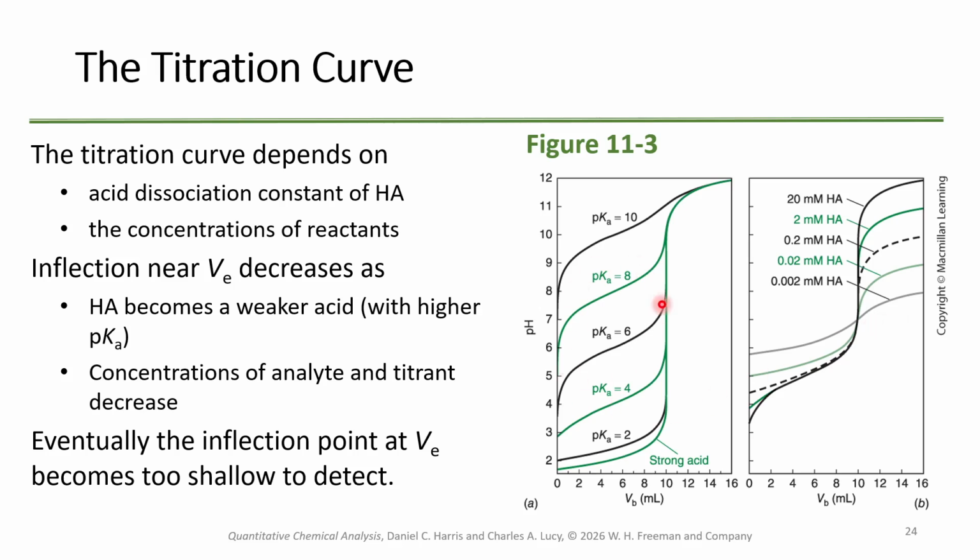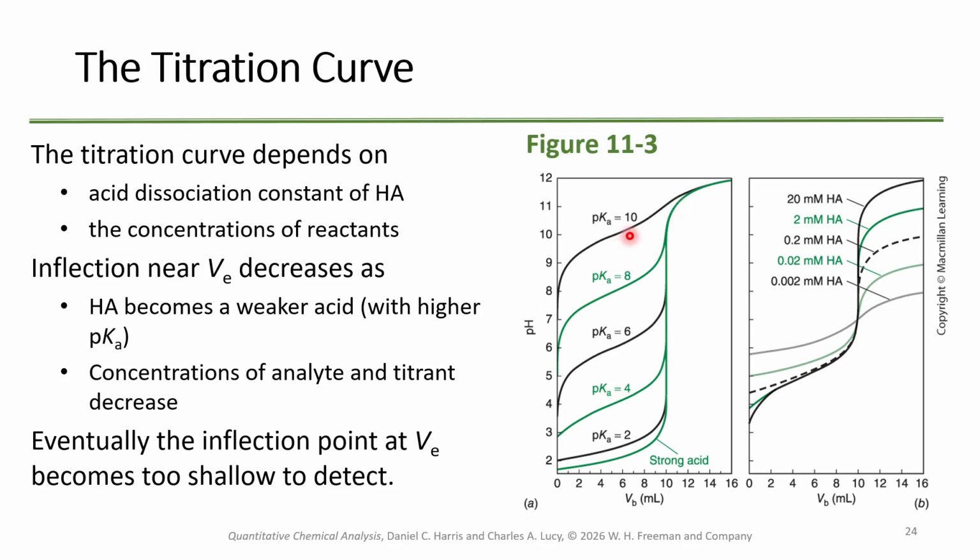All right, so this right here is your pKa. Here we have a strong acid, and notice it looks like basically a sigmoidal curve, right? And then we start doing weak acids with pKa's of 2, 4, 6. And what do you notice about this? We get more and more buffer region, which then leads into our inflection point here, right? Your VE. Okay, equivalence point.